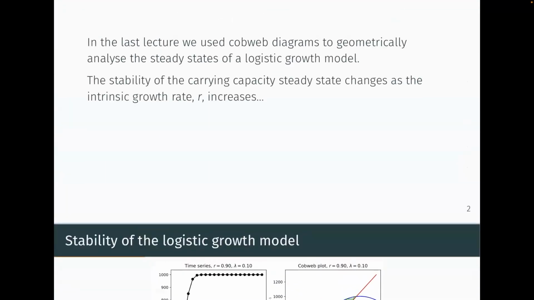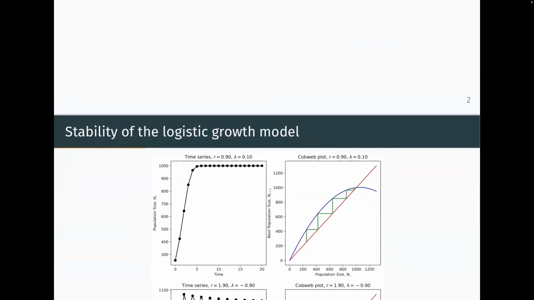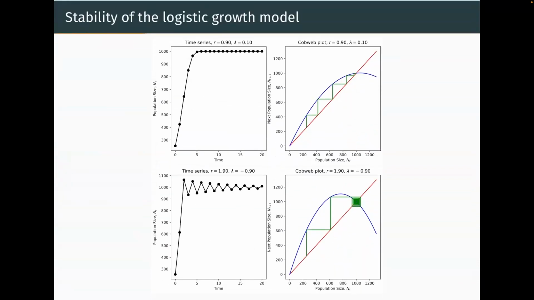So like I said, last time we looked at cobweb diagrams in our logistic growth model, and we saw that the behavior started to change as we increased R. And we saw something like this. So we were plotting cobweb diagrams like on this right-hand side. And so when R was less than 1, we had a picture that looked like this. And if we step up, following this green trajectory here, we end up tending towards our carrying capacity monotonically. So this was an example of something that is monotonically stable.